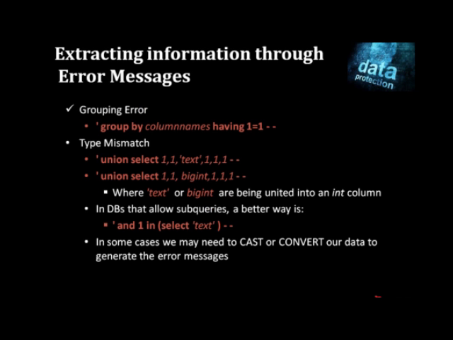Extracting information through error messages is a very commonly used technique used by attackers nowadays. Some known methods for such processes are grouping error and type mismatch or overflow errors. Under grouping error, within a select statement, the HAVING command allows us to further define a query based on the grouped fields. The error message will tell us which columns have not been grouped. In type mismatch, by trying to insert strings into numeric fields or a big int into an int, the error message will show us the data that could not get converted.